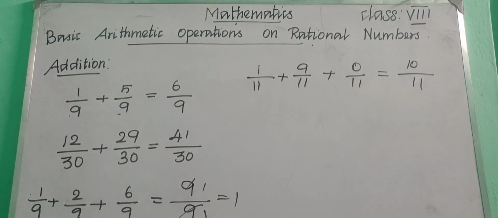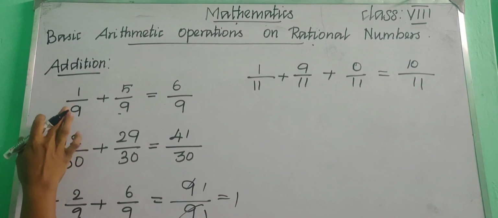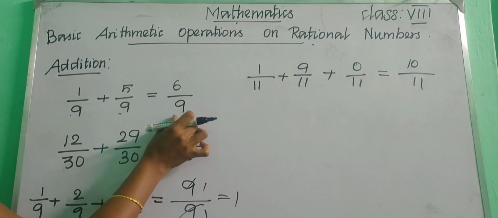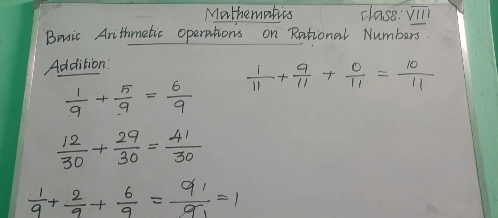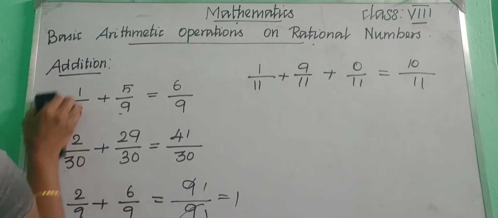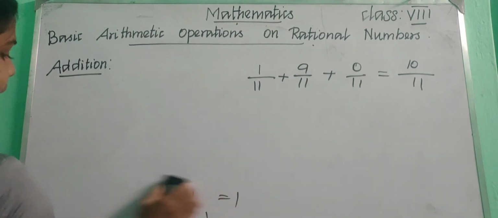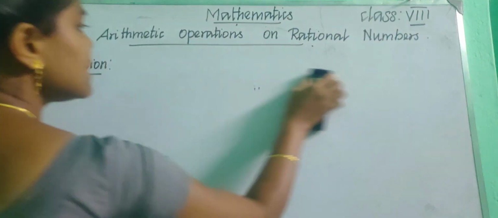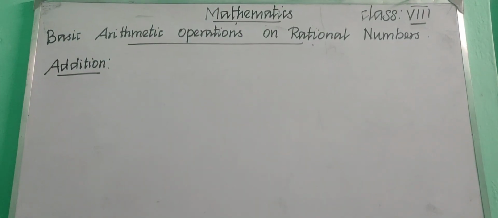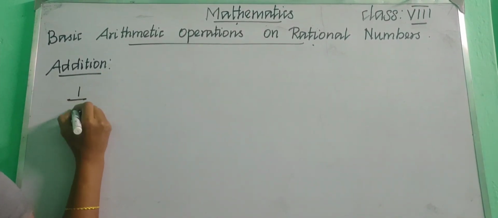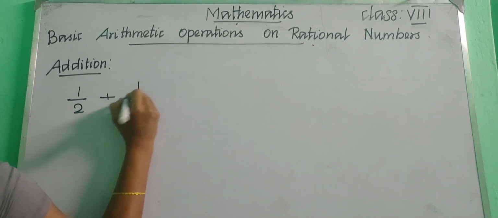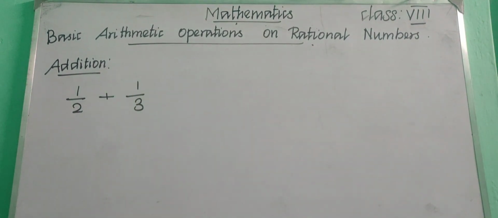Okay children. So same denominator and what should we do? So we can put the same denominator as the answer. Okay. Simply we need to add only the numerators. Okay, children. So this is the first method. Okay. And then second method is addition with different denominators. Okay. Rational number, addition of rational number with different denominators. Okay. See, if we are having 1 upon 2 plus 1 upon 3, what will you do?